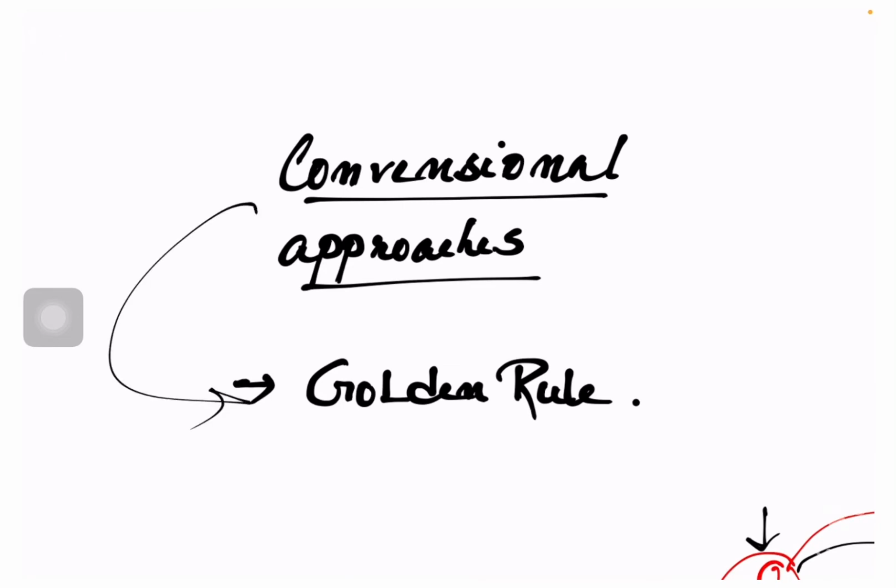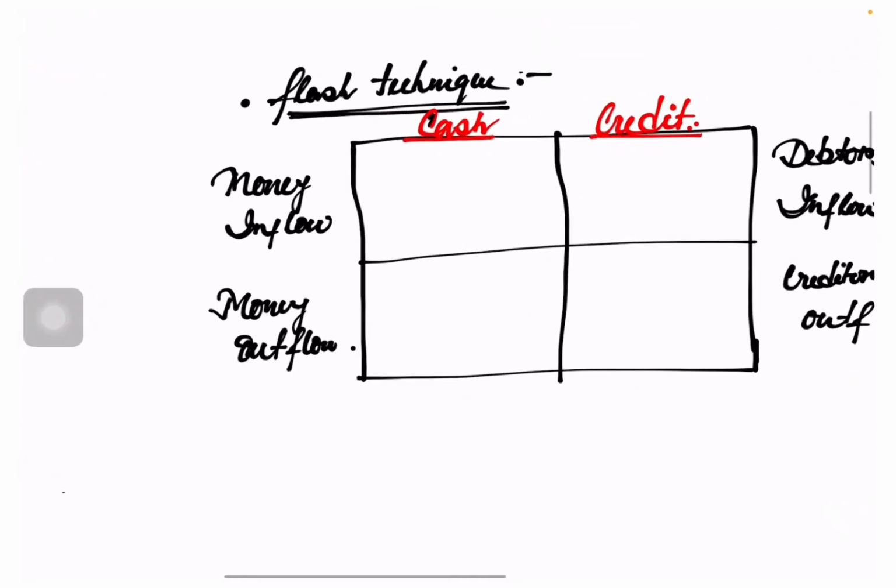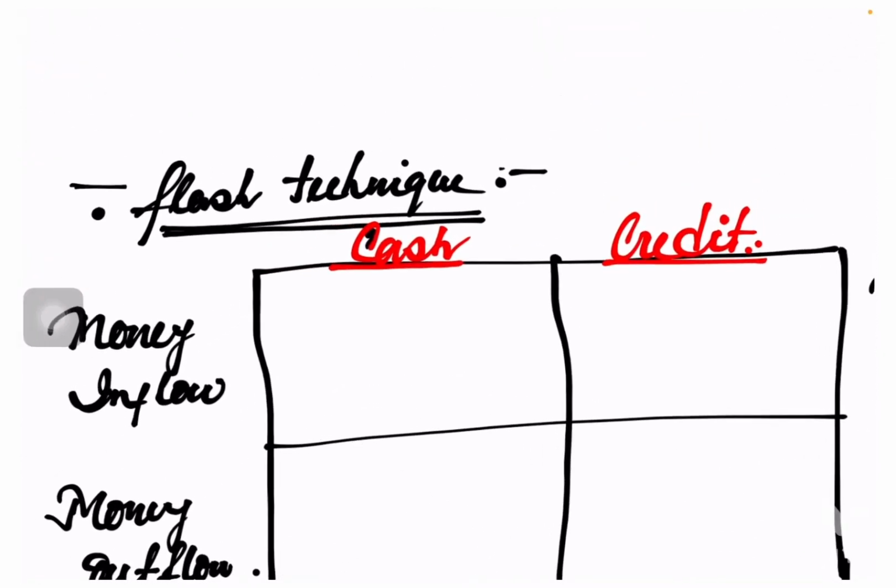We will not discuss golden rules, because golden rules are a conventional way. There are a lot of students who follow golden rules, but it takes a little more time to understand journal following the golden rules. Let me tell you very clearly. So coming to my way, and this is called the flash technique.